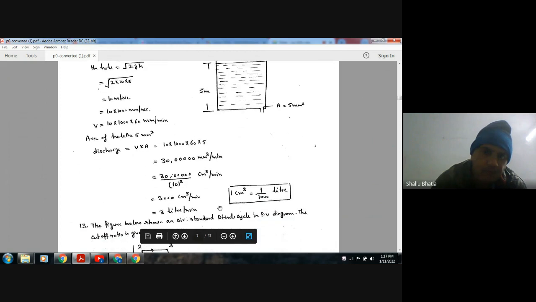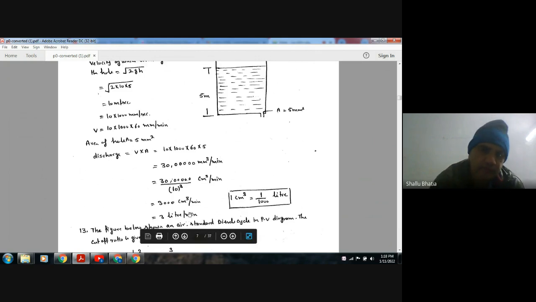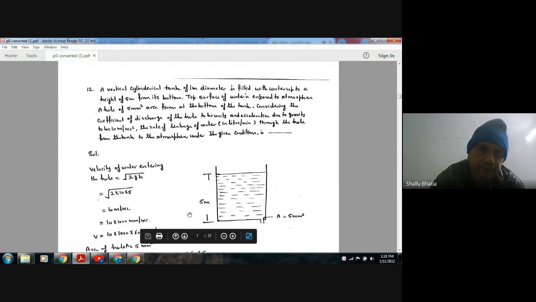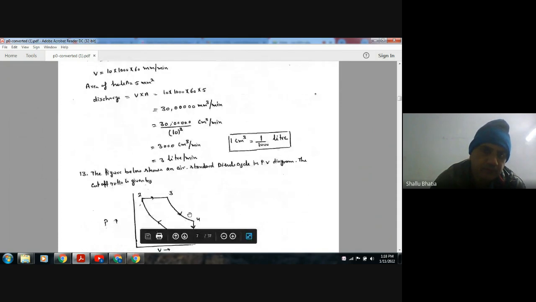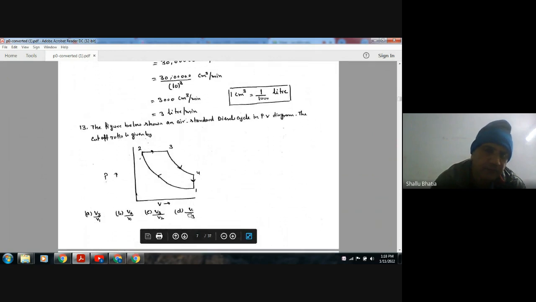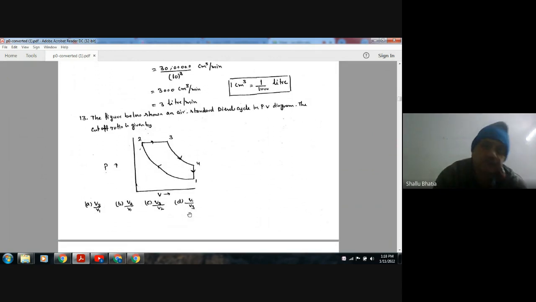Or we can change it into centimeter cube by dividing by 10 to the power 3. And so now discharge is in centimeter cube per minute, and 1 liter is 1000 centimeter cube. So dividing again by 1000, we get 3 liters per minute. So the answer is 3 liters per minute.